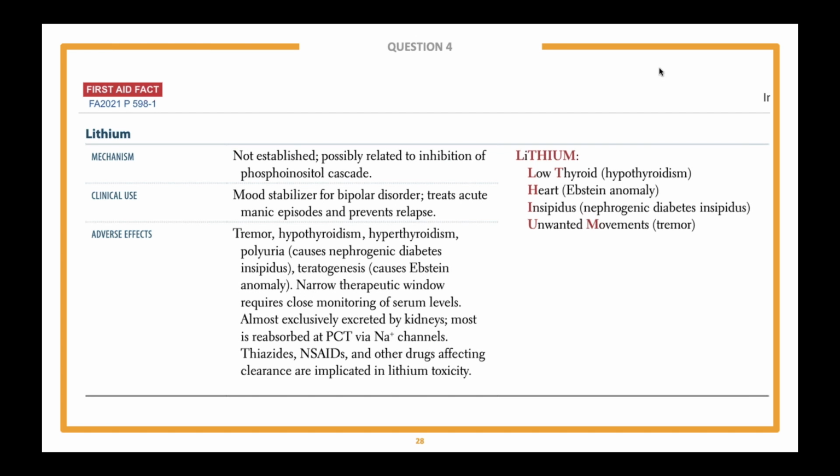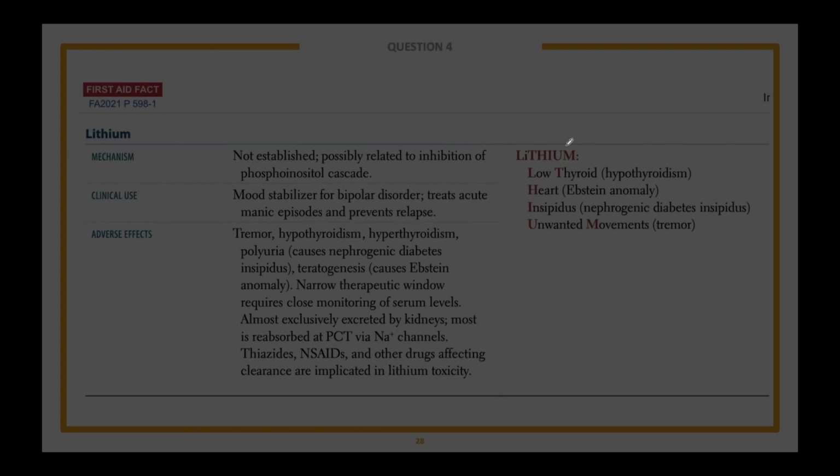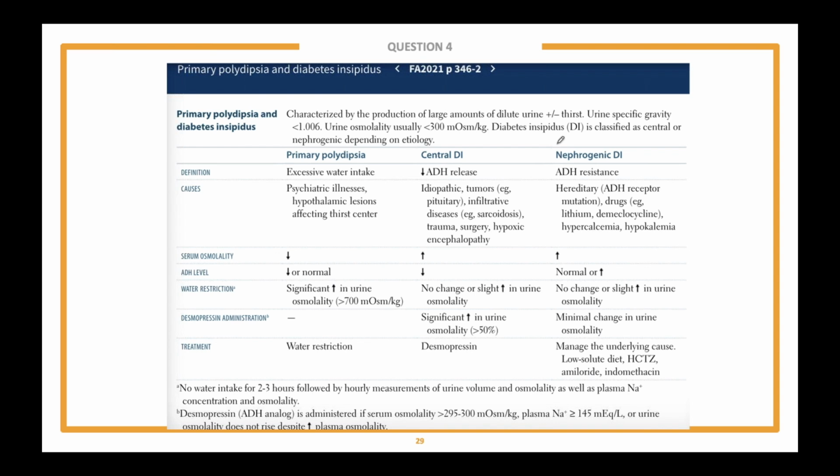Sean has gone ahead and pulled up a table on lithium, and you can see there under adverse effects, it can cause nephrogenic diabetes insipidus, okay? As well as those other important side effects to keep in mind. Let's take a look at the next slide now as well. Sean has pulled a table looking at polydipsia as well as diabetes insipidus. You can see there under nephrogenic diabetes insipidus that it's due to ADH resistance, okay?